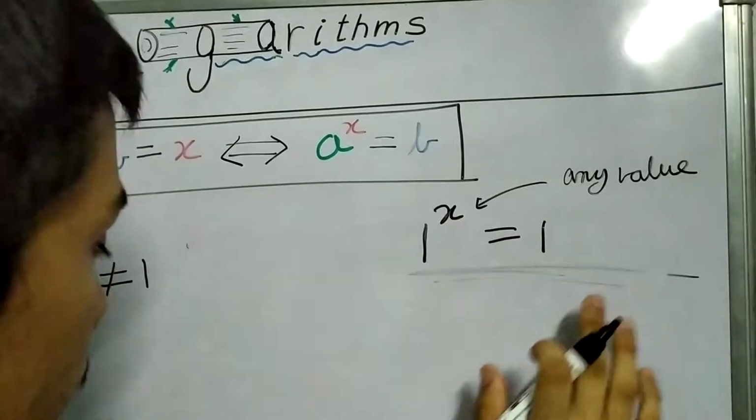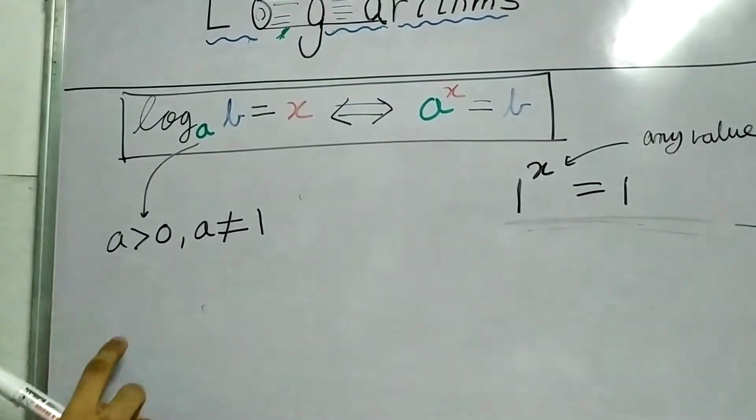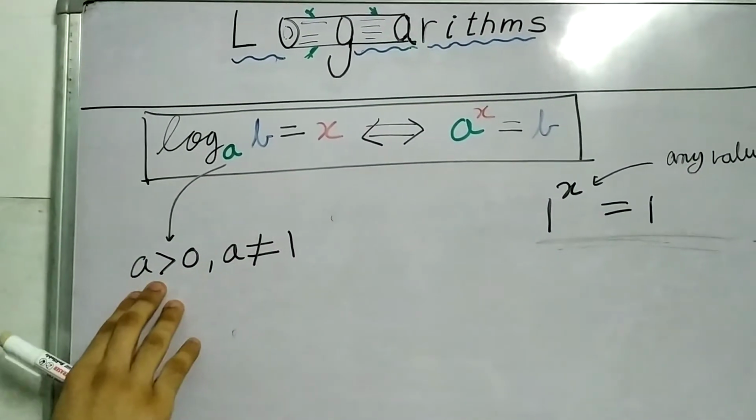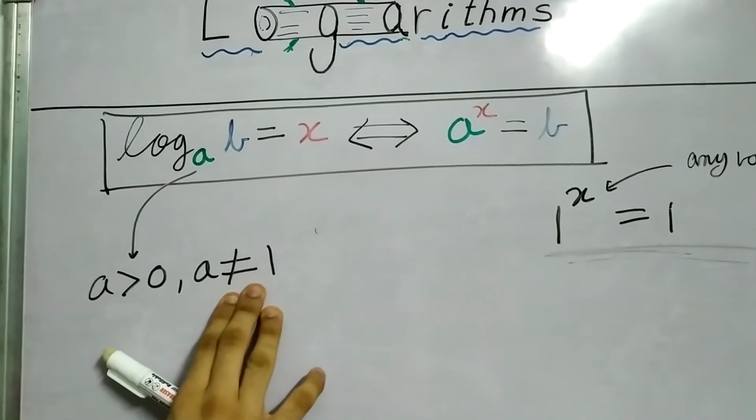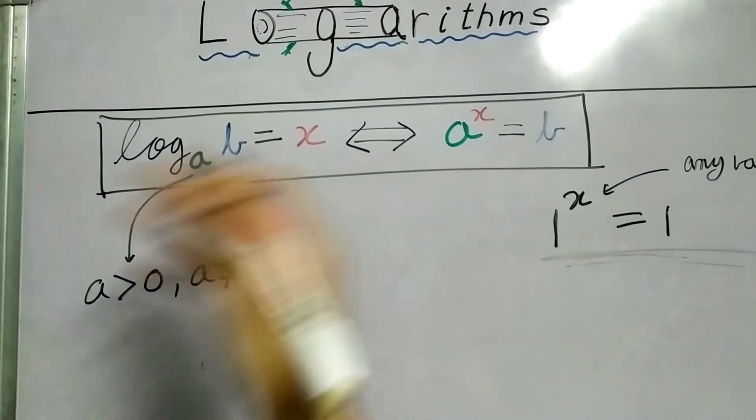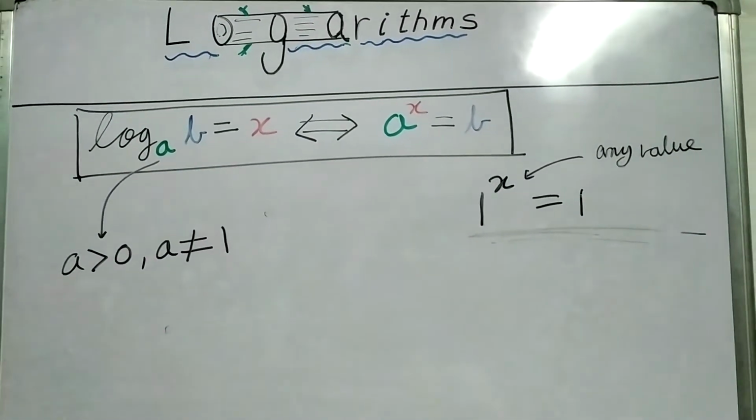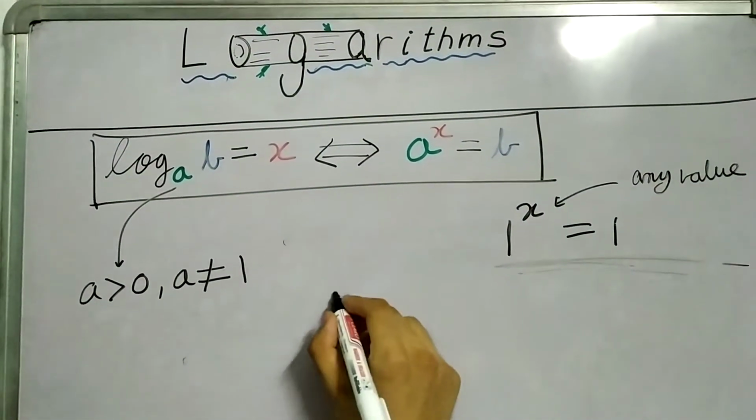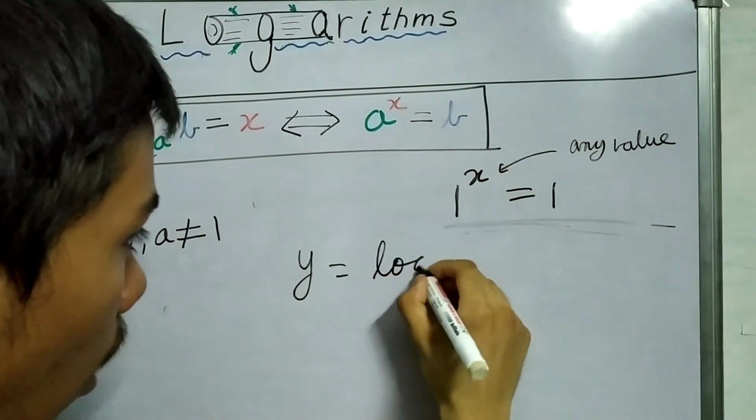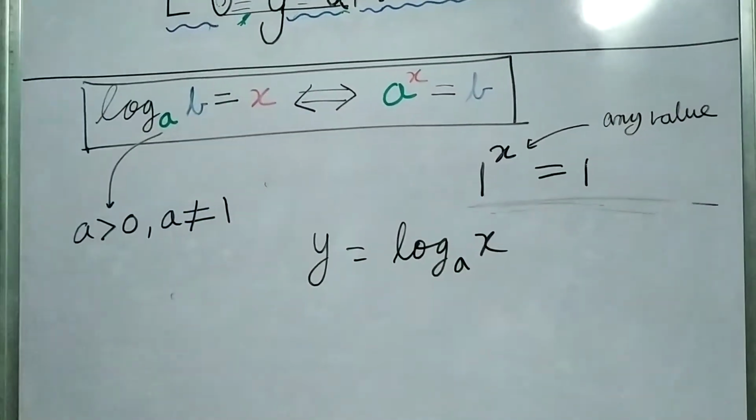So these are the two constraints: a should be greater than 0 and a not equal to 1. Now what next we'll do is, we'll try to graph this log function. We'll try to plot y is equal to log a x.